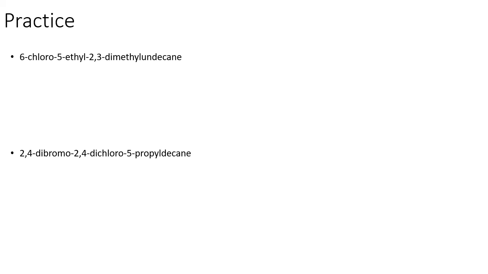So in our first one, we have 6-chloro, 5-ethyl, 2,3-dimethyl undecane. You want to remember that undecane is 11 carbons in the longest parent chain. So we'll start with that. Let's draw a chain that has 11 carbons. So 1, 2, 3, 4, 5, 6, 7, 8, 9, 10, 11.